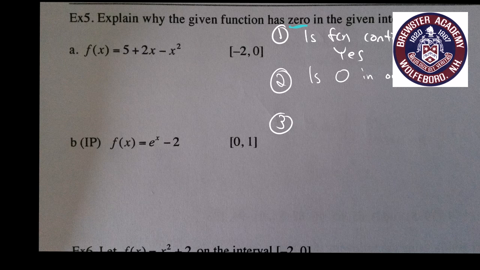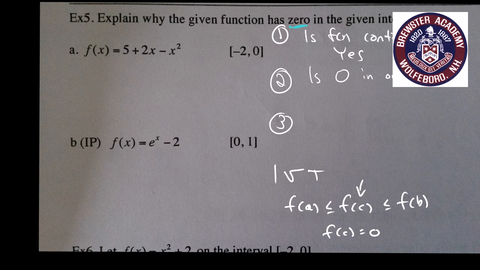So is 0 in our interval? That's the next step. We know by the intermediate value theorem that if 0 is in our interval, that means f of a is less than or equal to f of c, which is less than or equal to f of b, and f of c equals 0. We want to know if 0 is in our interval. So now all we have to do is find f of a and f of b.